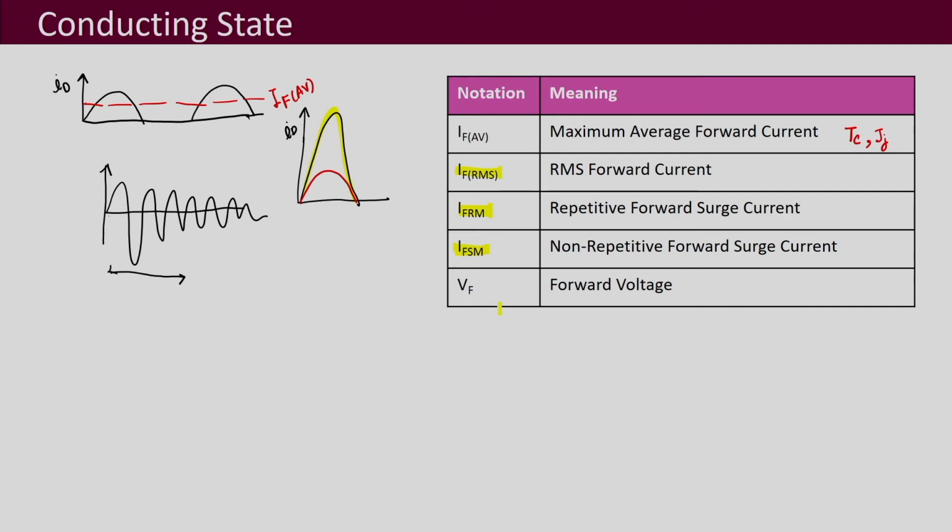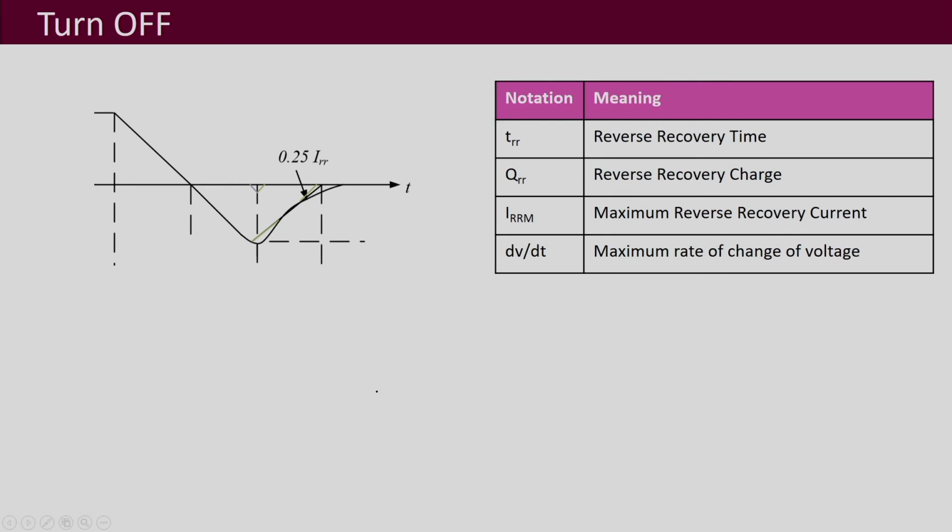Then your VF, the forward voltage. While the device is conducting, the VF voltage appears across the diode, and the maximum forward voltage drop that may be there is also given.